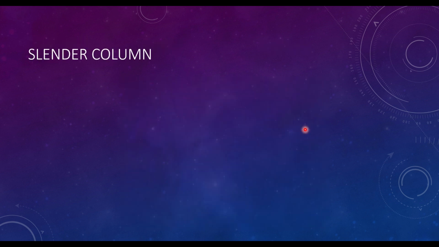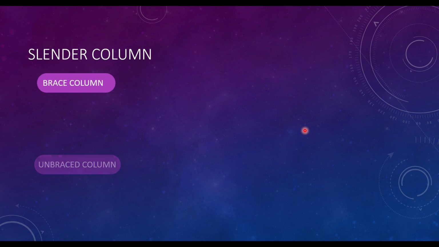In order to design a slender column, we must first establish that the column is slender. In order for us to do this, we need to understand what we call the slenderness ratio. And the slenderness ratio differs based on different types of columns, based on the load they resist. Based on the load columns resist, we have braced and unbraced.